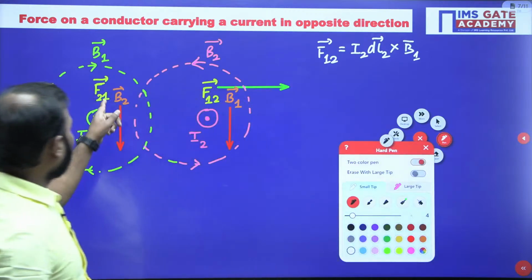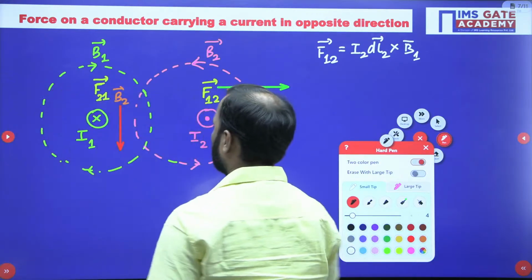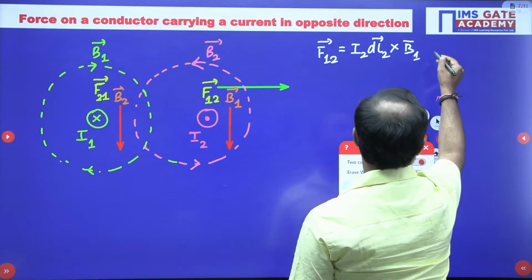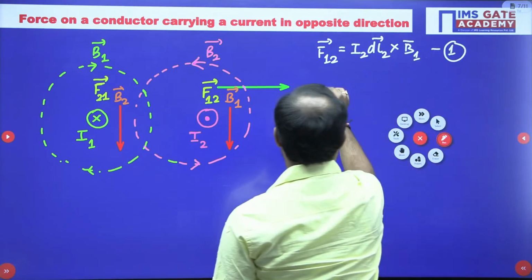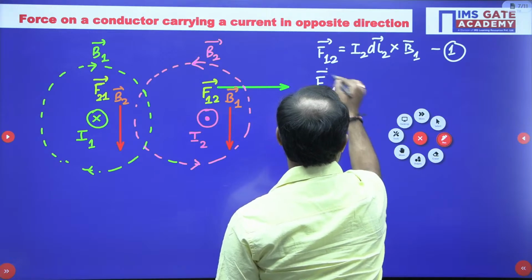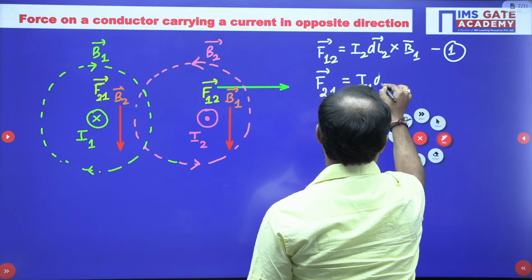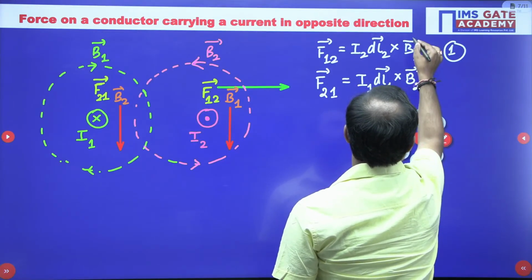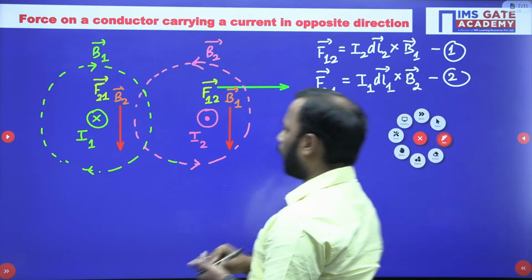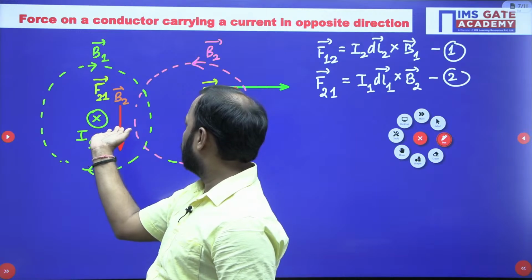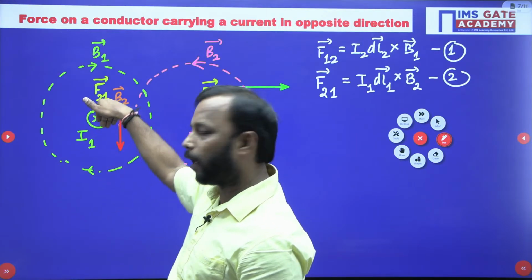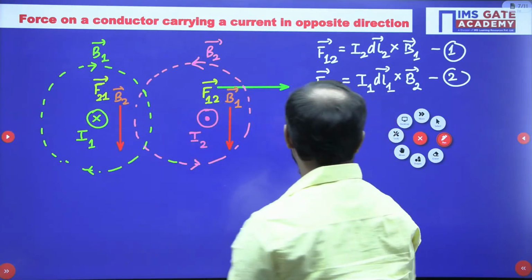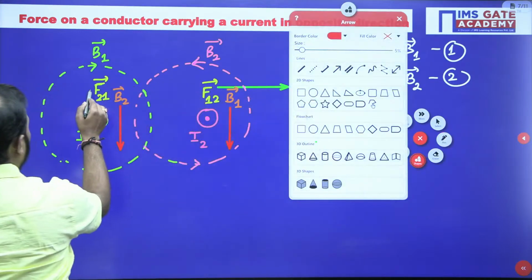Now tell me the direction of F12 by using the same concept. See, I1 del L1 means F21. Let me write this as equation 1. So F21 will be I1 del L1 into B2. I1 del L1 is inside, and the magnetic field B2 is downward. So F21 is on the left-hand side. So your direction is like this.